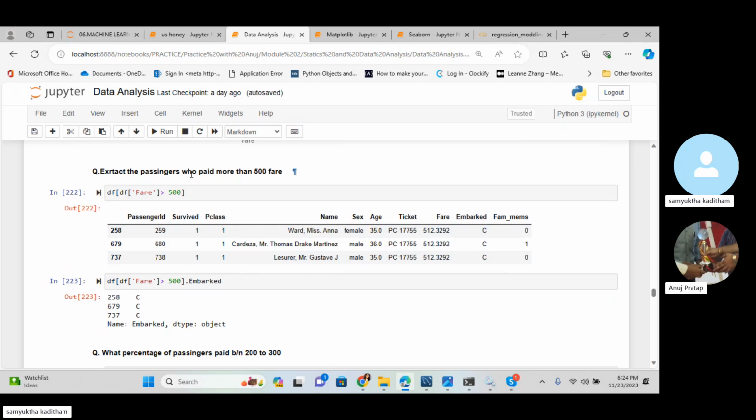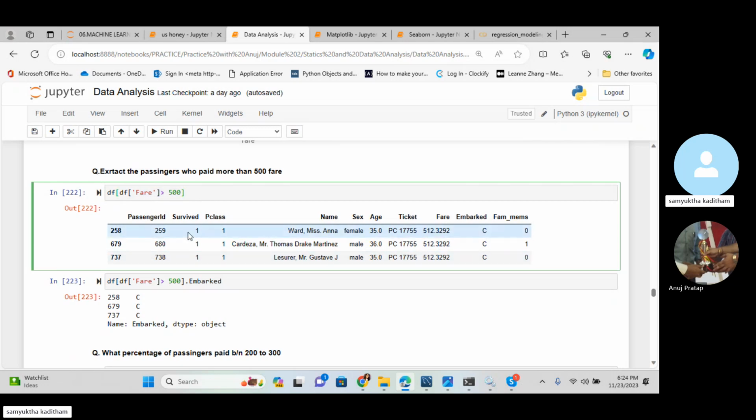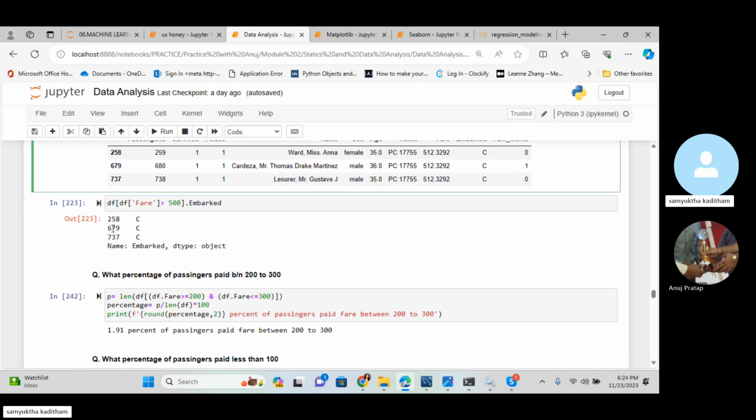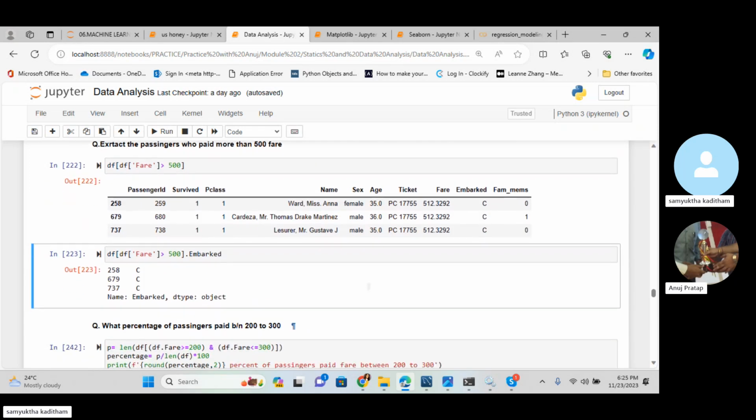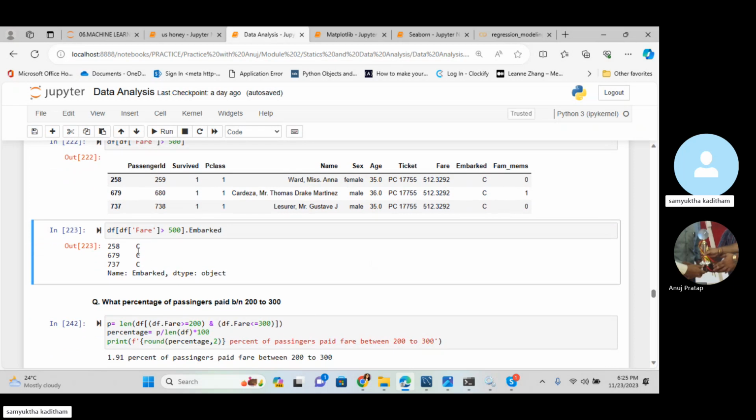Then extract the passengers who paid more than 500. Here the condition is the fare is more than 500. The details all will come. Three passengers paid more than 500. The people belong to which port they embarked from: both are from C. We already said the richest people came from C, so the survival rate is also more for those who came from C.